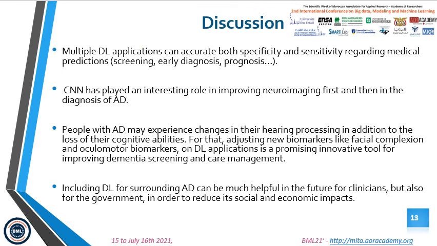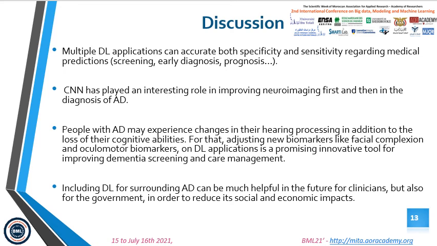Multiple deep learning applications can improve both specificity and sensitivity regarding medical predictions, such as screening, early diagnosis, prognosis, etc., even in the absence of training of clinicians. Convolutional neural network has played an interesting role in improving neuroimaging first and then in the diagnosis of Alzheimer's disease. Since then, many varied simple and combined deep learning models have appeared in this field to largely involve all the other features.